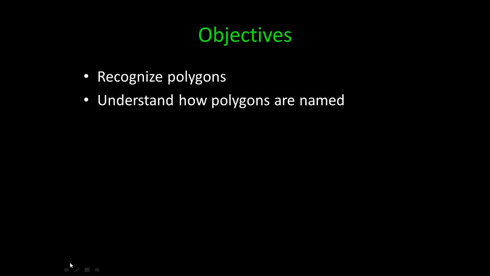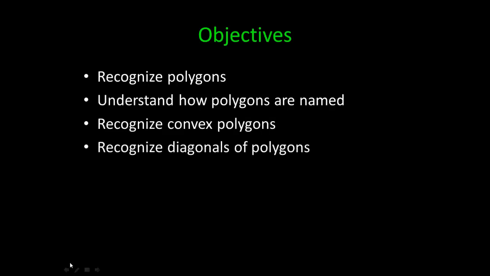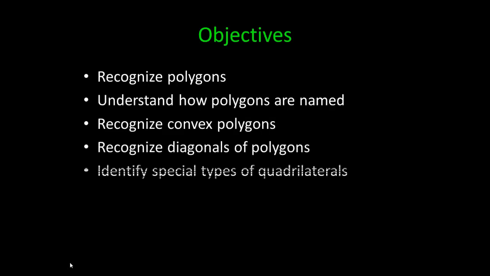So, objectives. You will be able to recognize polygons, understand how polygons are named, recognize convex polygons, recognize diagonals of polygons, identify special types of quadrilaterals. A lot of these you've probably heard of, if not all of them. So some of this is probably going to be a review for most of you. If not, it's not too terribly hard. So just take good notes.